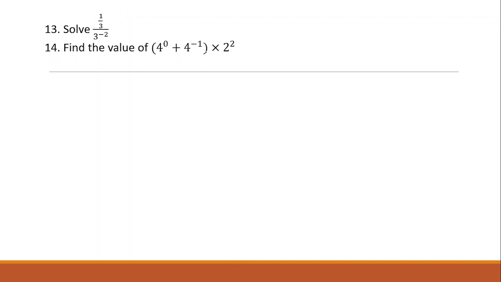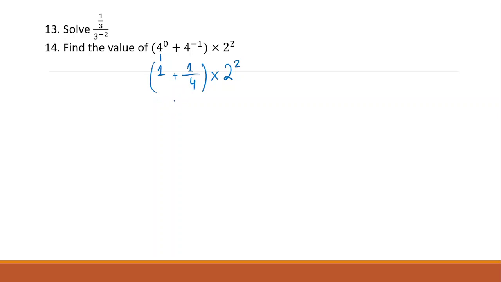Question number 14 says 4 to the power 0, which simplifies to 1, right? Anything to the power 0 is 1. And 4 to the power negative 1 is basically 1 over 4 to the power positive 1. So this is the thing, multiplied by 2 to the power square.